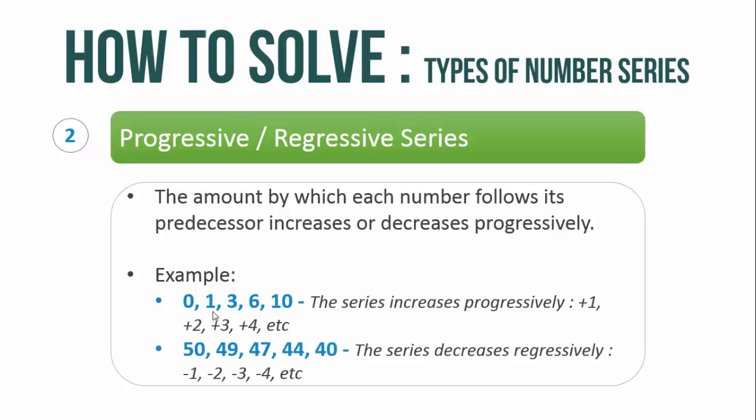An example of a regressive series is this: 50, 49, 47, 44, 40. Here, you subtract 1 from the first number, subtract 2 from the second number, subtract 3 from the third number and so on.